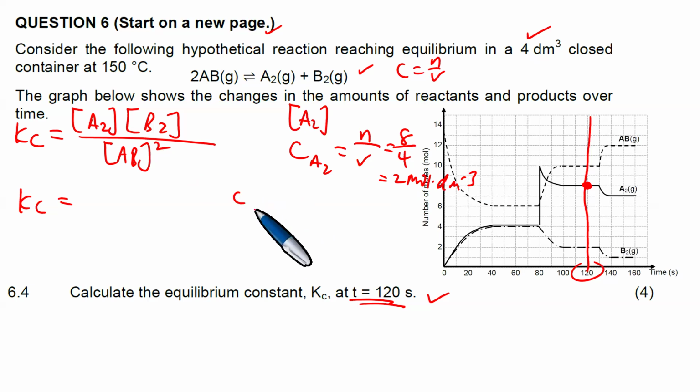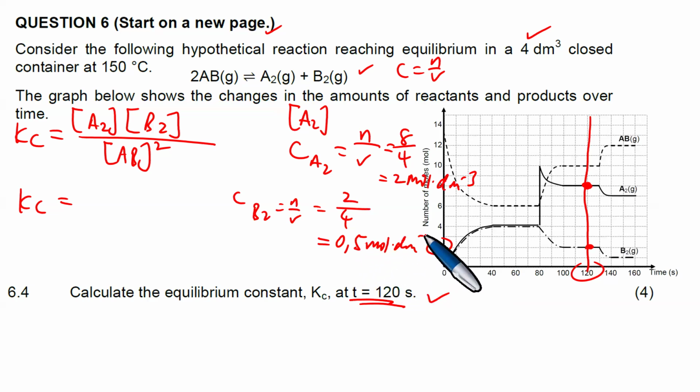Concentration of B2, number of moles over volume. What is the number of moles of B2? You have the number of moles, which is exactly 2, over 4, which is 0.5 moles per decimeter cubed.